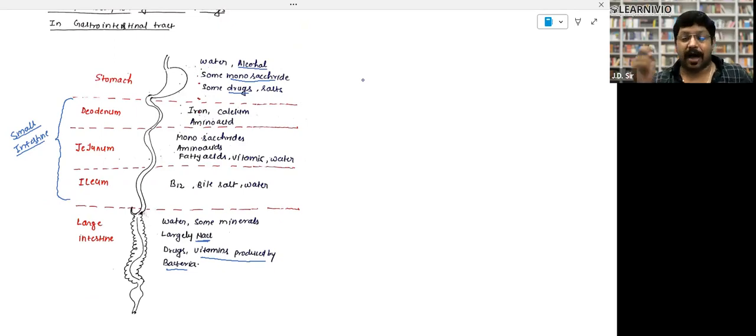Alcohol is a highly absorbable substance by the body. Of any product absorbed by the body, alcohol has the highest rate of absorption, right? That's why alcohol starts working immediately after drinking. That is the reason behind it. So water, drugs, and some monosaccharides. The same thing, glucose is a monosaccharide.